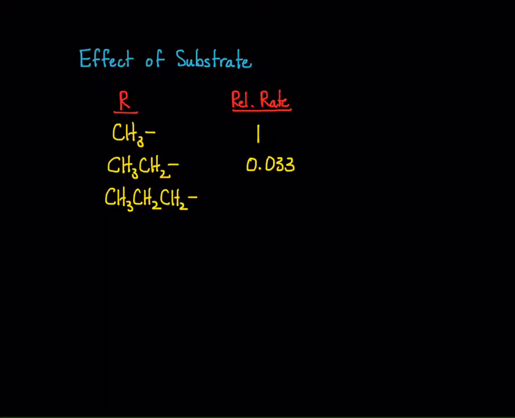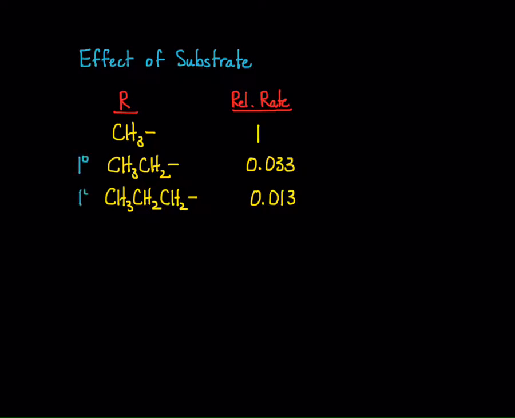So what have I done? I've gone from having 3 hydrogens to 2 hydrogens and a methyl group, to 2 hydrogens and an ethyl group. And I see that, again, the rate goes down a little bit. Why? Well, the only difference is an ethyl group is a little bit bulkier, a little bigger than a methyl group. And a methyl group is bigger than a hydrogen by far.